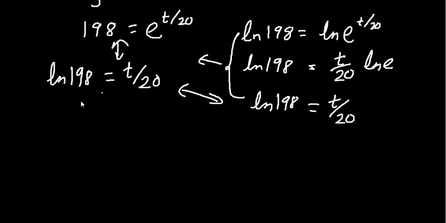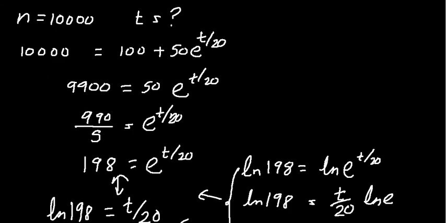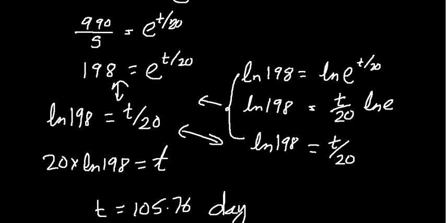Okay, so I've got to solve this now. So that's 20 times ln 198 is equal to t. So t is equal to 105.760. So on this day, the population has reached 10,000. Okay, and I've solved it by doing this.